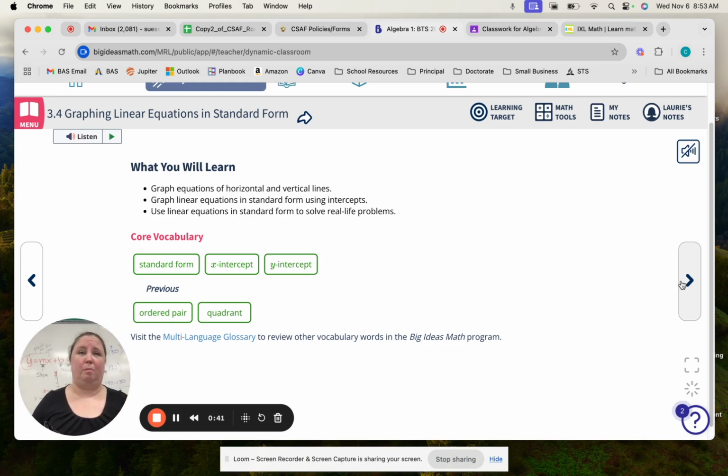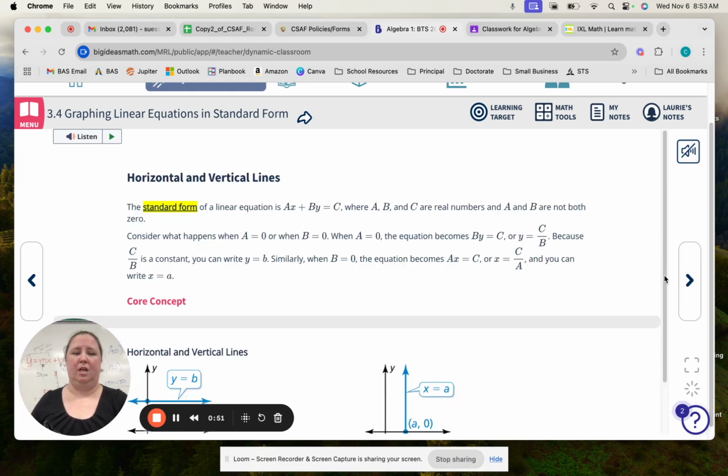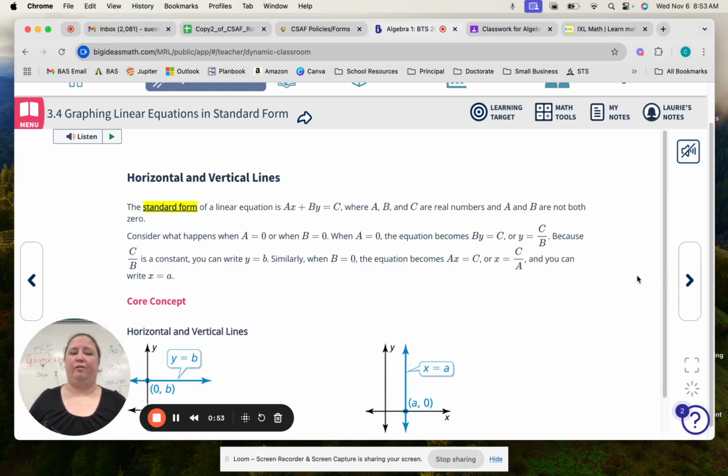You guys remember what an ordered pair is? X and y. You should know that really comfortably by now. And then a quadrant on the graph. 1, 2, 3, 4. Good. Perfect. Okay, so let's talk about standard form.